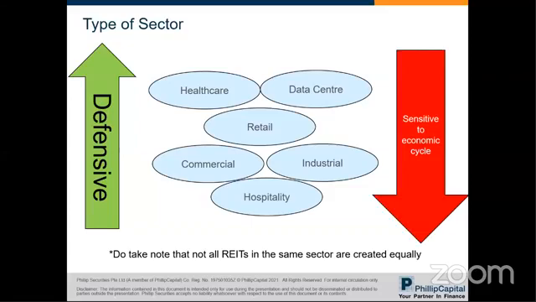Next will be retail. Retail-wise, we have grouped into two categories, because we have suburban malls, the neighborhood retail malls that cater to our daily needs, and also we have retail malls that cater more to tourism. Those retail malls in the town area that cater to tourism will be more affected. Next will be commercial industrial trust.